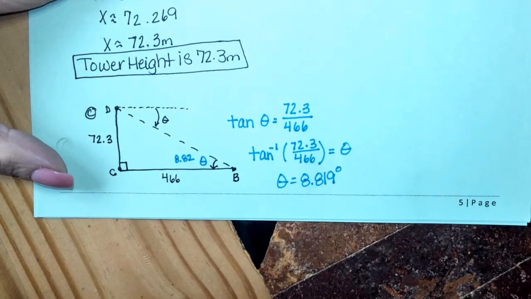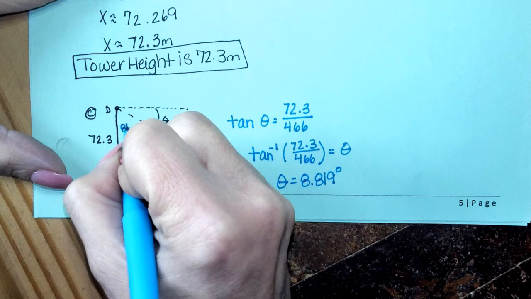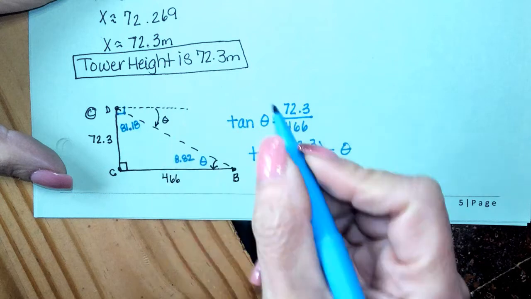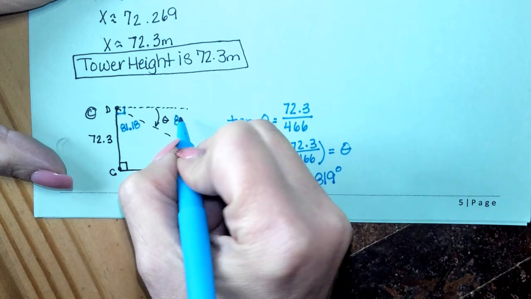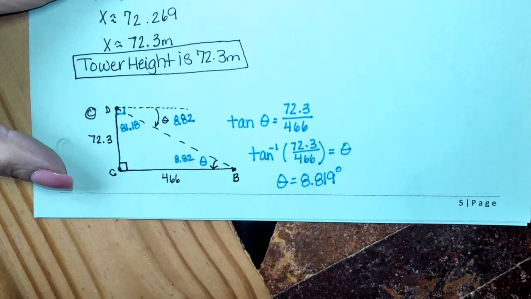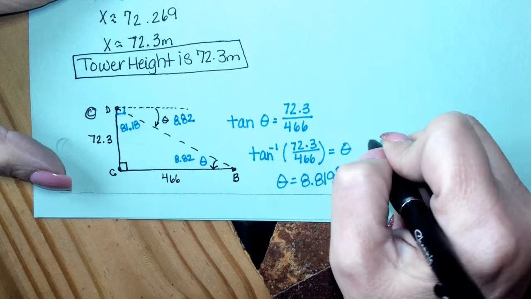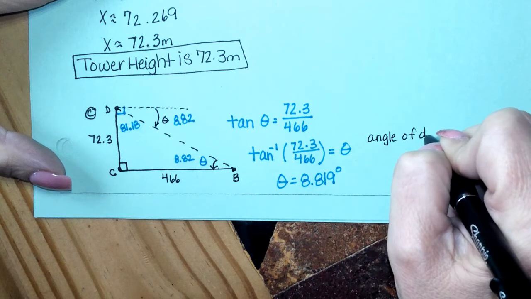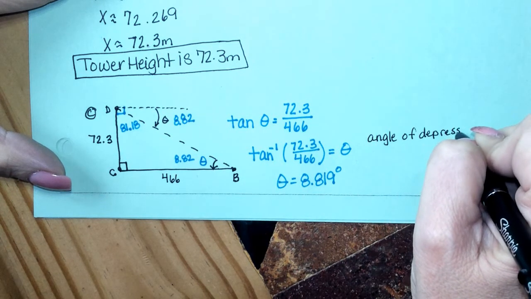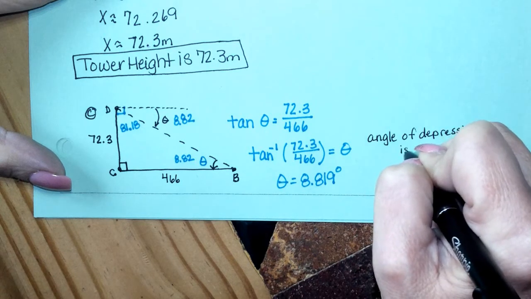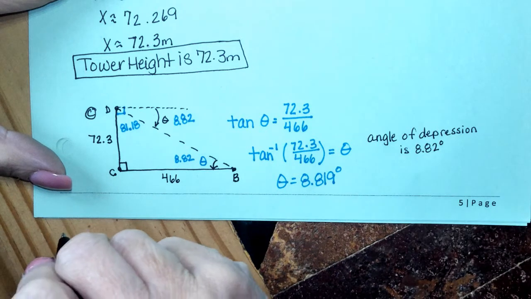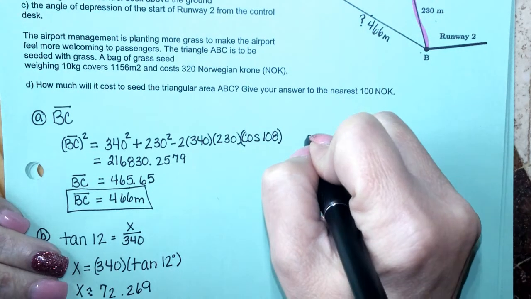Well, think about what you're going to do. You're going to take that 81.18, subtract it from 90 because you know that's 90, and guess what? This is going to be 8.82 as well. So the angle of depression is 8.82 degrees. All right. And the last part, D.